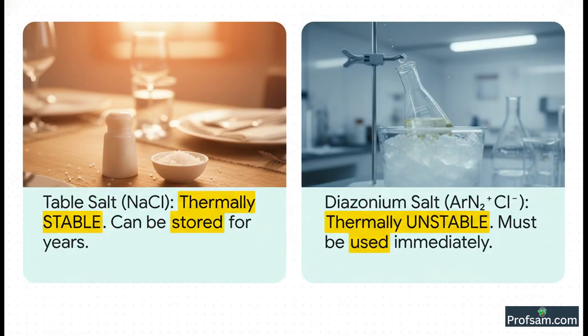And just to really hammer this point home, let's go back to our table salt comparison. You might think that since both are ionic solids, they must be similar. And yes, both are ionic. But actually, when it comes to heat, they are complete opposites. NaCl is incredibly stable. Our N2+ Cl- is incredibly unstable. It starts to fall apart even at room temperature. One can be stored for years, the other, well, you have to use it within minutes.